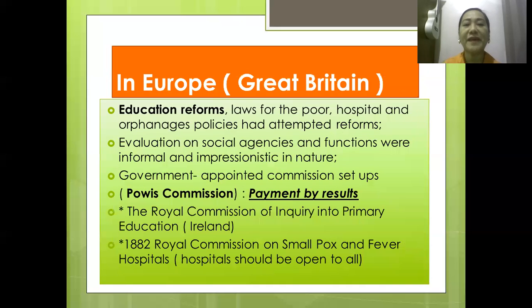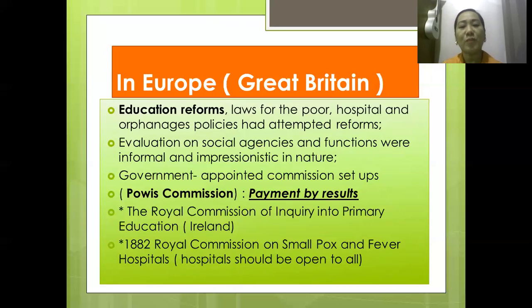So at this point in time, what was happening in Great Britain and Europe was a huge education reform. Laws were submitted or billed for the poor, for the hospitals and orphanages. Policies had been attempted to also create reforms in the field of education. Evaluation and social agencies and functions were informal and impressionistic in nature. So that was how it was perceived.